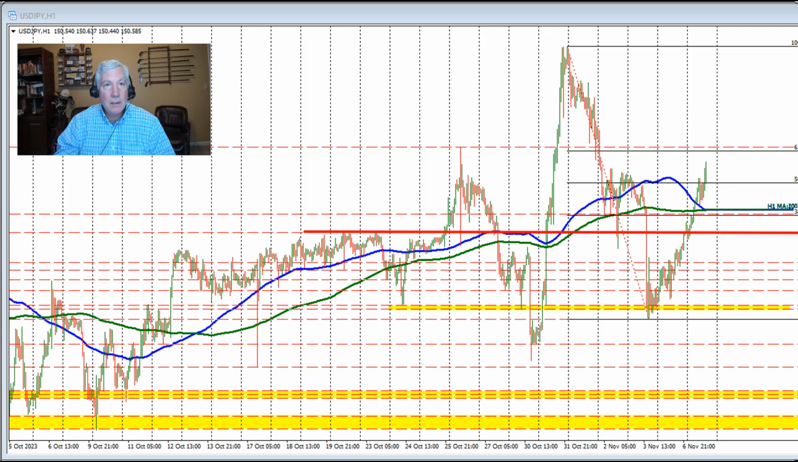The 150.15 level was right here. By the way, the 150.15 level was the low price going back to, I think it was, October 2nd. It's not on this chart. You can't see it on this chart, but it is back there.